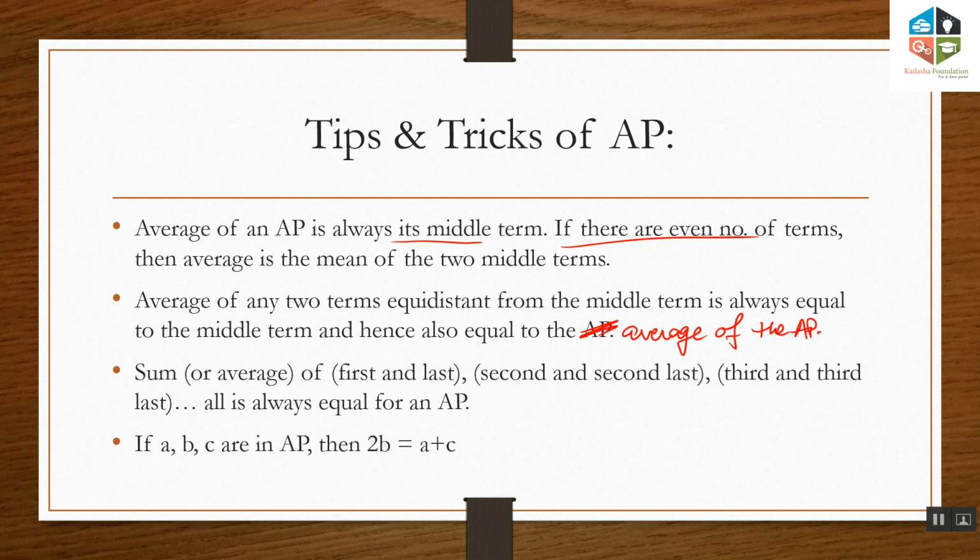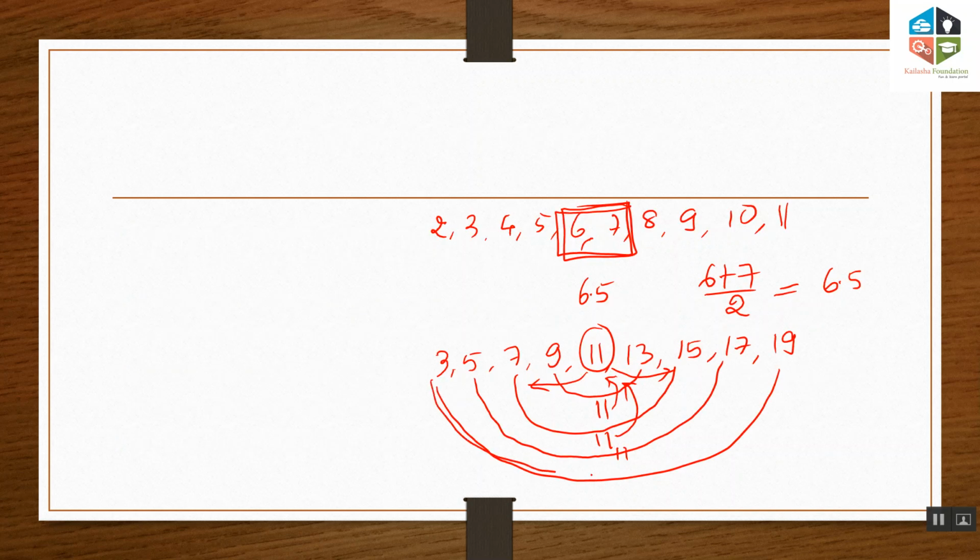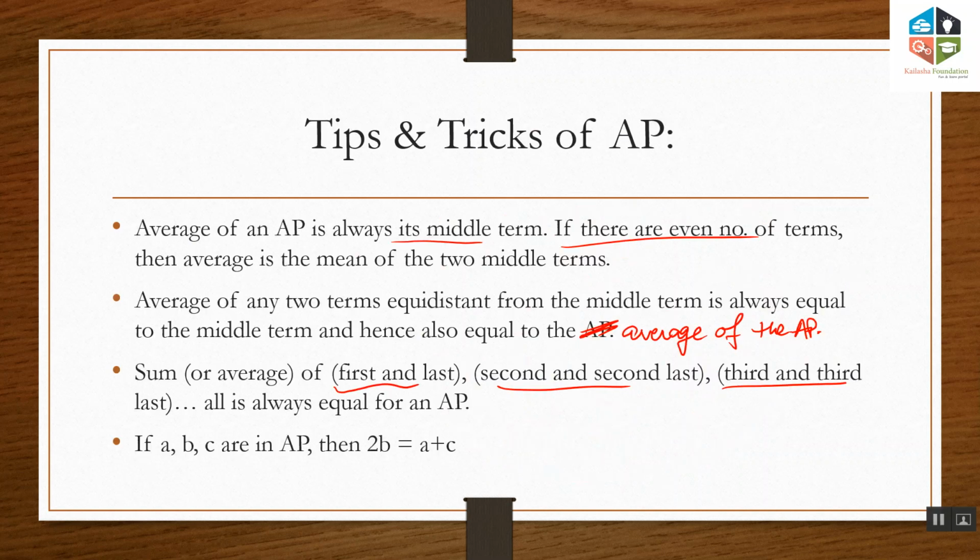Okay, the sum of first and last, second and second last, third and third last, is always equal for an AP. You can see first and last, second and second last, third and third last, fourth and fourth last, the sum is always 22. You just saw that. Now the most important point, which I told you in the earlier video also: if A, B, C are in AP, then 2B is equal to A plus C.